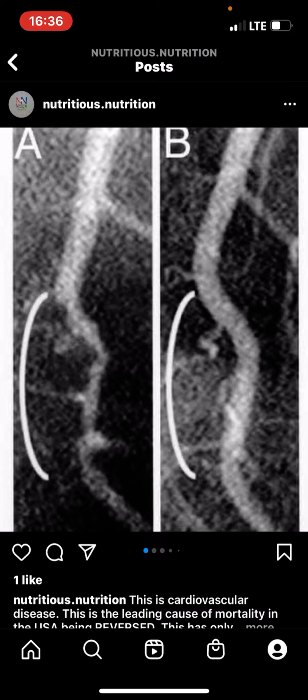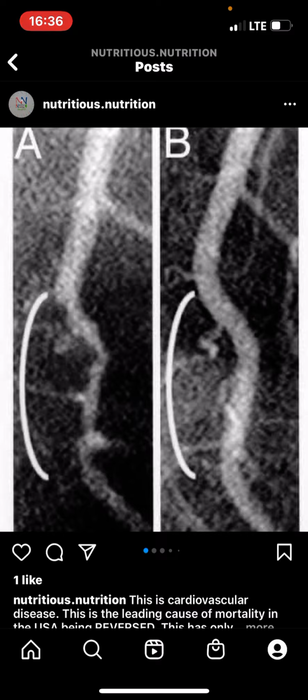This is something that a lot of people, you might know someone who has this or has this developing. And the good news is the B side, which is the 5-year follow-up, the visually observed reversal of the leading cause of mortality in our country. This is a wide artery. The whole body now has wide arteries because of this.